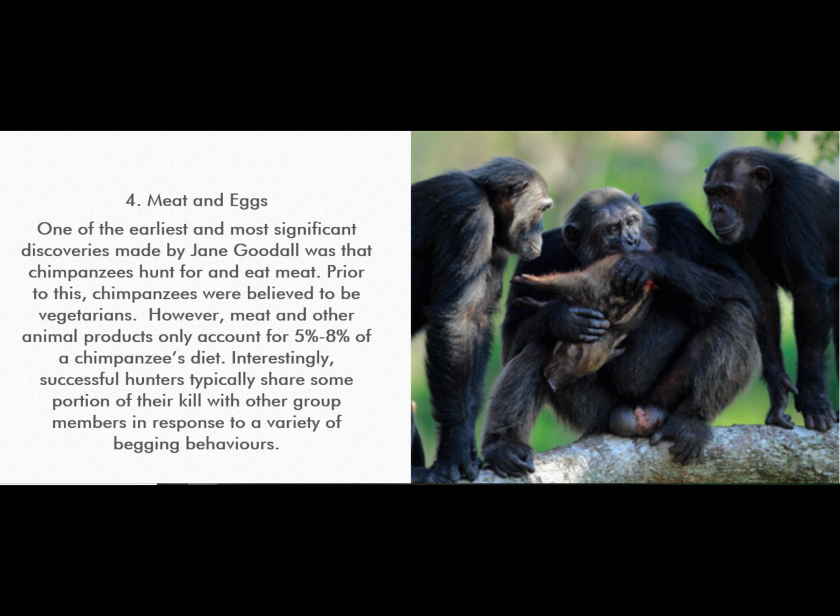Interestingly, successful hunters typically share some portion of their kill with other group members in response to a variety of begging behaviors. So it has been shown that chimpanzees and other great apes as well definitely consume animal foods such as meat and eggs, although here it states only 5 to 8%. In other regions, or depending on the group of chimps or monkeys, the amount of animal foods could increase depending on availability.